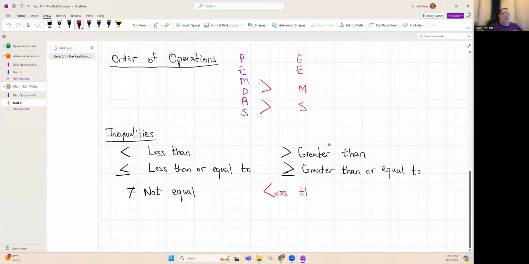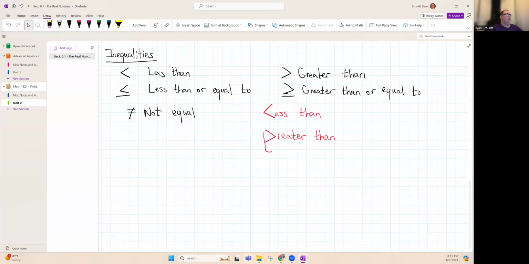I feel like this is kind of backwards, but greater than. Okay, there's your inequalities.